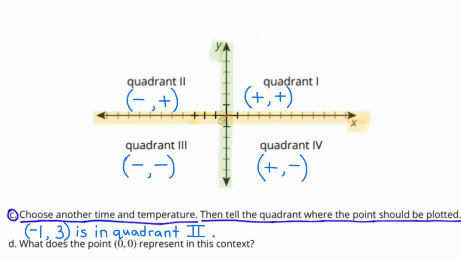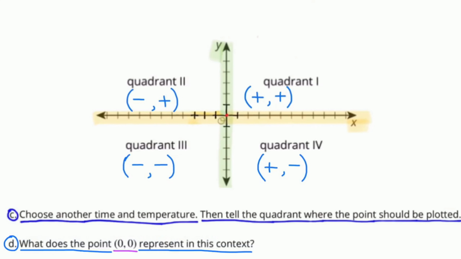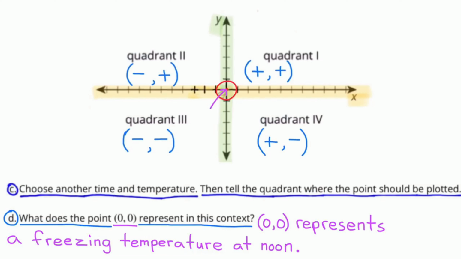For example, the coordinates negative 1 and positive 3, that point would be plotted in quadrant number 2 because you'd move to the left 1 unit and then you'd move up 3 units, and that would take you to quadrant number 2. D. What does the point 0, 0 represent in this context? The first 0 would represent noon, and the second 0 would represent freezing. So 0, 0 represents a freezing temperature at noon.